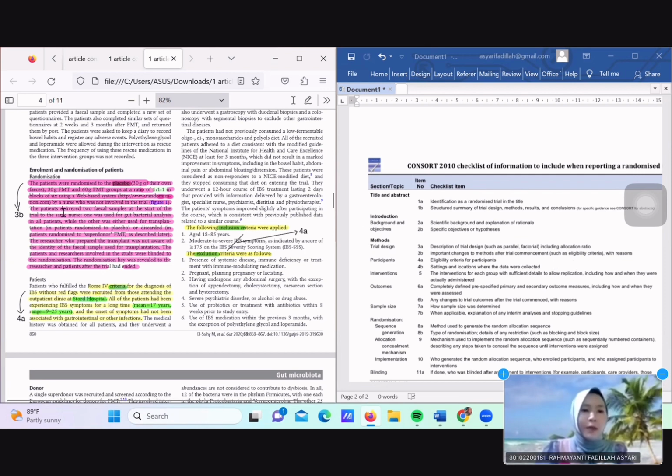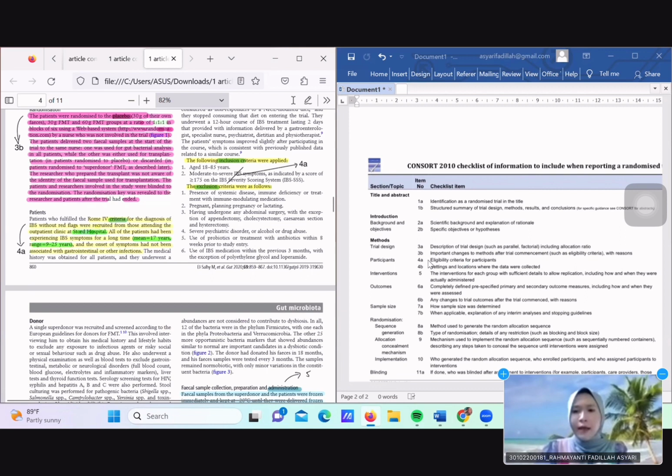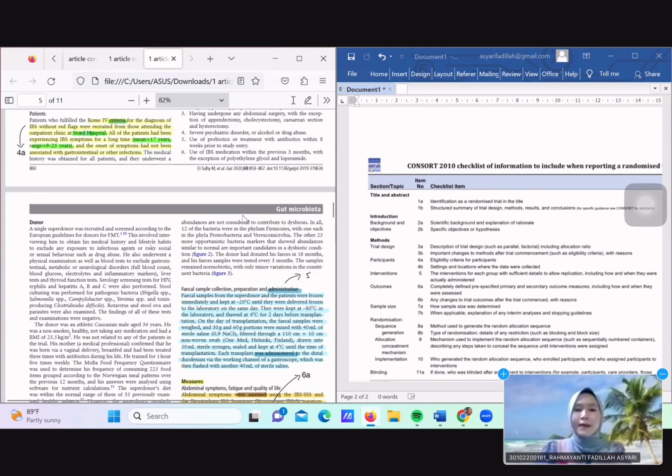3B, important changes to methods after trial commencement, such as eligibility criteria, with reasons. Okay, in 3B, in here, the patient had ended. And next, for 4A, eligibility criteria for participants. For example, 17 years, 9 until 25 years, inclusion and exclusion, age 18 until 85 years, moderate to severe, presence of systemic disease, pregnant, having undergone, and so on.